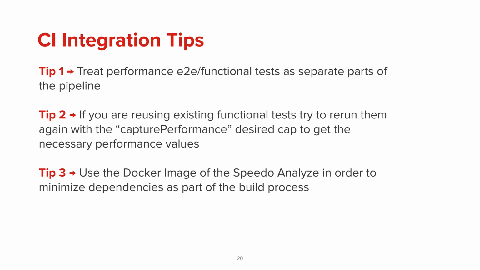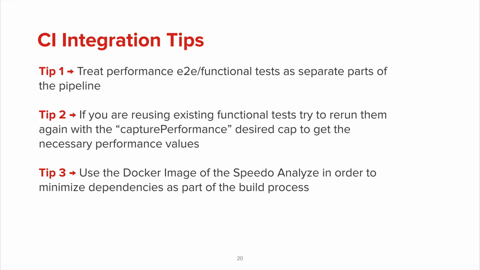Tip number two, if you're reusing existing functional tests, try to rerun them as part of the performance step so that you can get fresh values, values that are captured independently and unbiased by the work that has happened as part of the functional tests. A good example is that many customers run functional tests under higher parallelization. As a result, they might be unintentionally putting stress on the API services of their staging environments, and as a result, seeing artificially lower performance numbers.